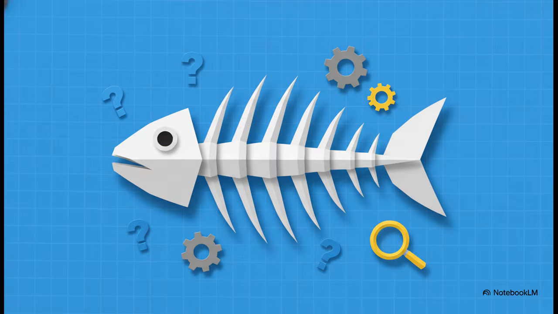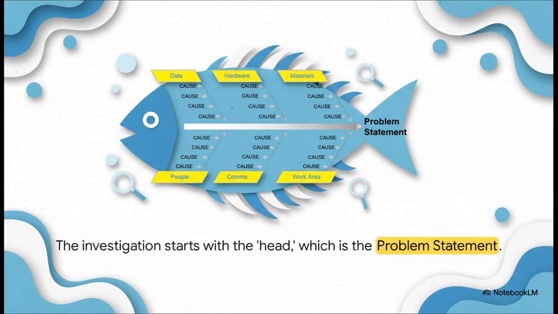Now, you might also hear it called an Ishikawa Diagram, named after its creator, or sometimes a cause and effect diagram. But honestly, Fishbone is the one that sticks, and for a really good reason, as you're about to see. I mean, it literally looks like the skeleton of a fish, right? The whole investigation starts right here at the head. This is where we put our problem statement. It needs to be a super clear, specific description of the incident we're trying to figure out.